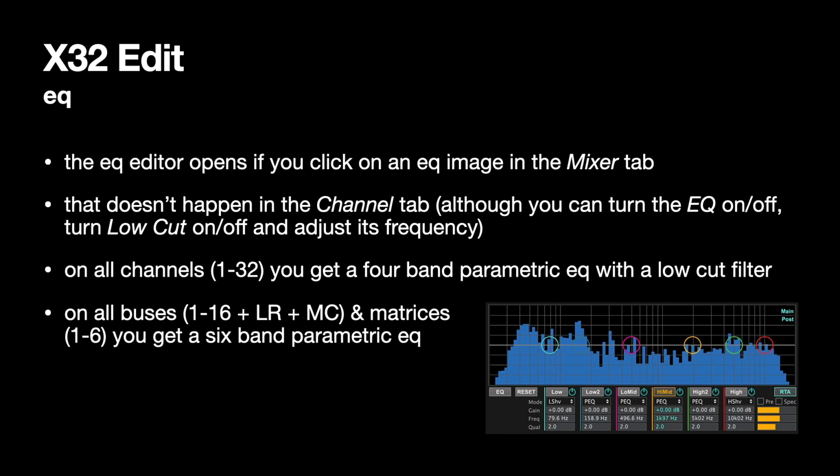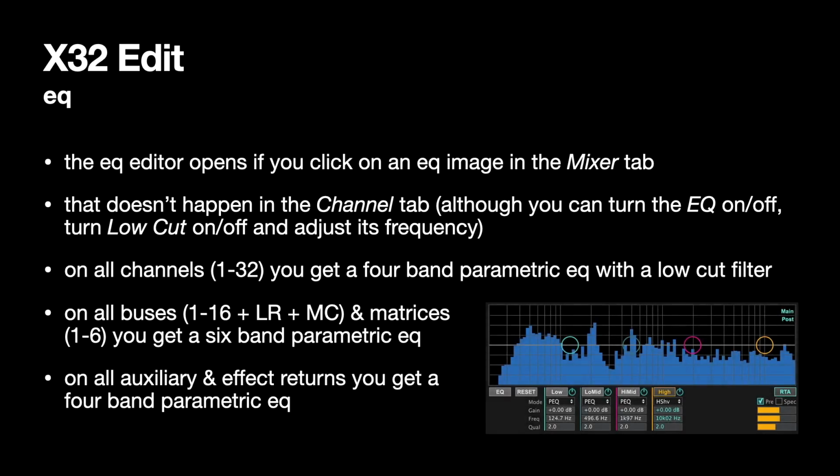On all 16 buses, 1 to 16, left, right, and the mono center, and the matrices, you get a 6-band parametric EQ. It doesn't have a low cut, but it's 6 bands. And on all the auxiliary and effect returns, you get a 4-band parametric EQ.